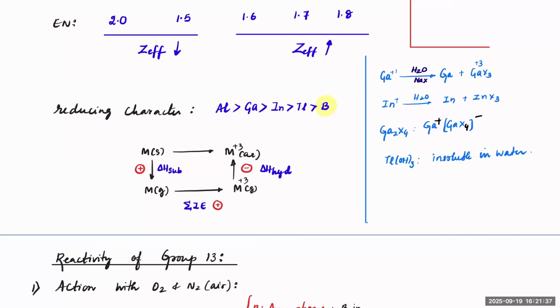If you have NaX in the aqueous solution, Ga+3 exists as a halogenated form. Even if you have a Ga2X4 compound given, it is actually existing as Ga+ and GaX4 minus. One gallium is at +1 oxidation state, the other gallium is at +3 oxidation state.